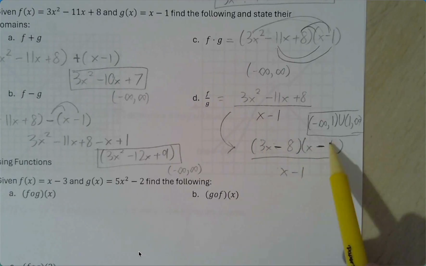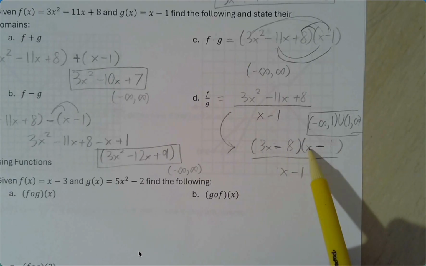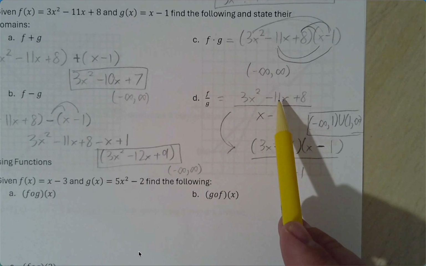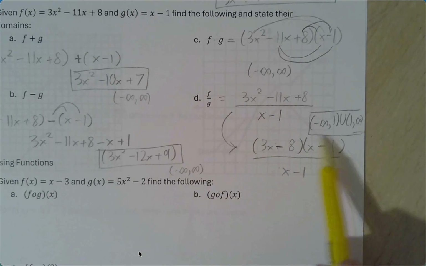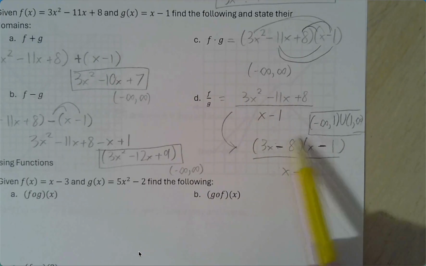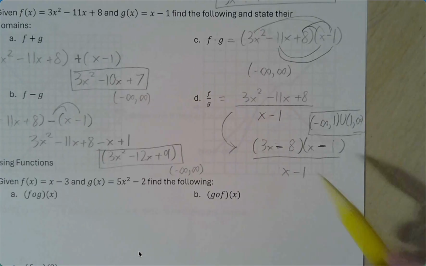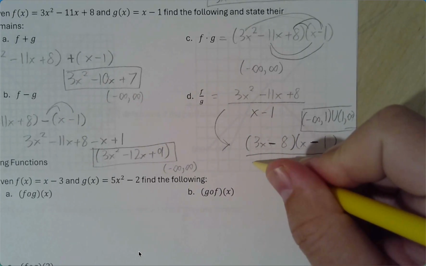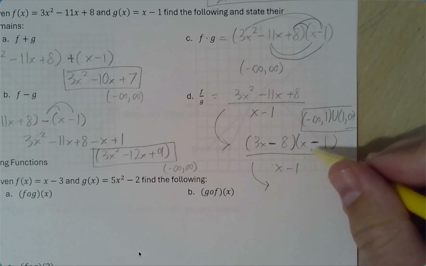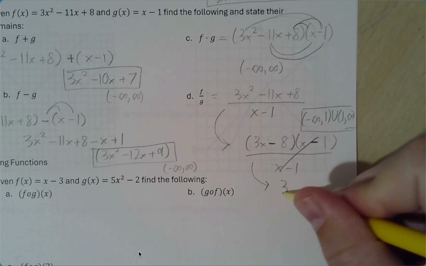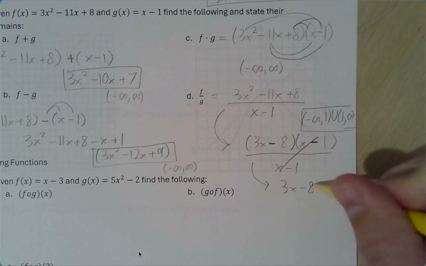That is 3x squared, that's a negative 3x, that's a negative 8x, which combine to negative 11x, and then finally those last two, the L of FOIL, multiply to positive 8. Now this is my algebra, which means on my last step, whoops, these cancel, and I'm left with 3x minus 8.